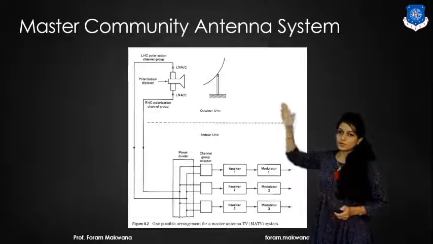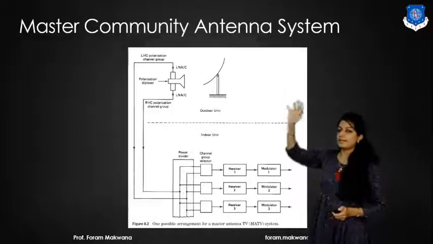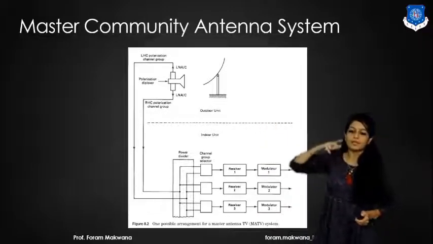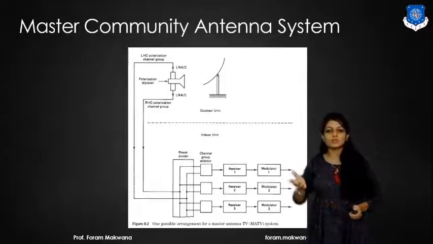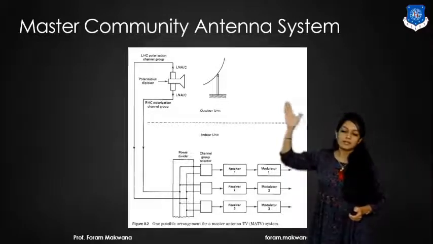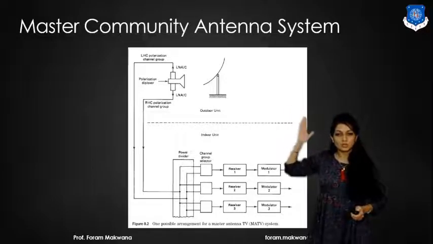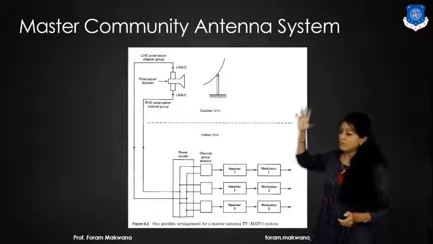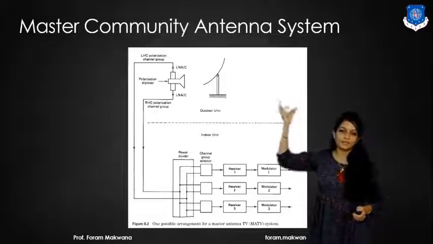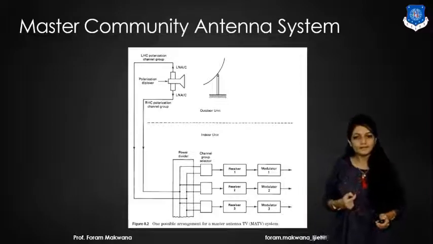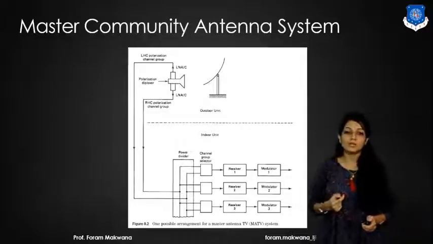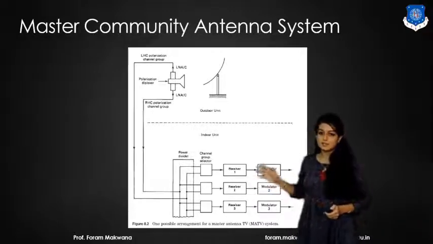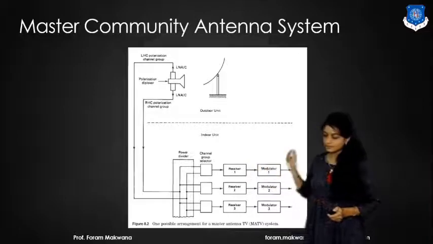The outdoor unit consists of a parabolic dish antenna and a low noise amplifier, which provides amplification of the small signal and also provides a proper signal to noise ratio. Apart from that, we are able to do the polarization interlinking, either a left hand circular polarized signal or a right hand circular polarized signal. That signal is applied to the power divider, which is the first block in the indoor unit.